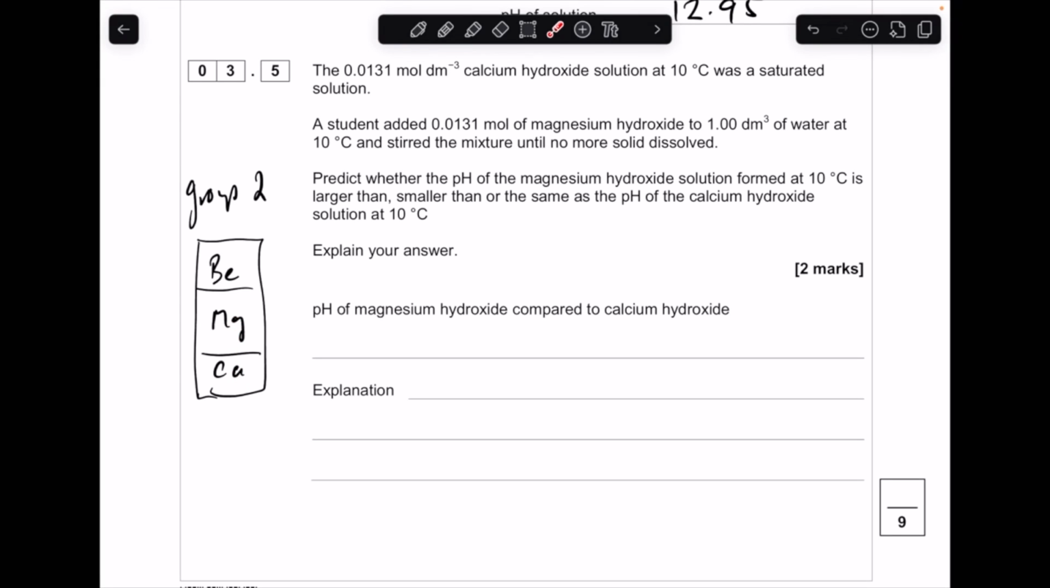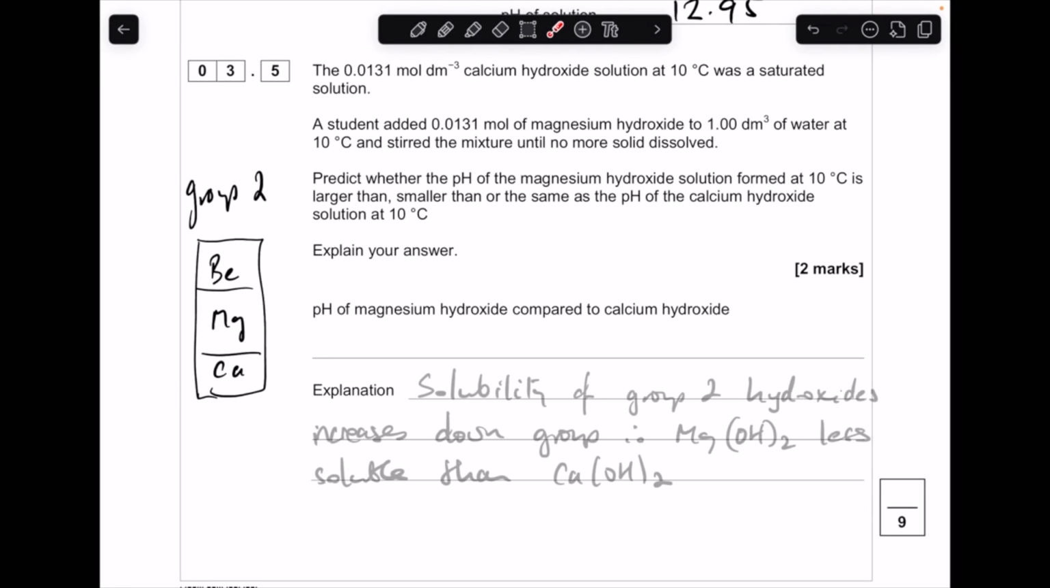And finally part five, just got a little bit of group 2 there to help me explain this one. So the thing to note about the group 2 hydroxides is they get more soluble as you go down the group. So it's probably more helpful to look at the explanation first.